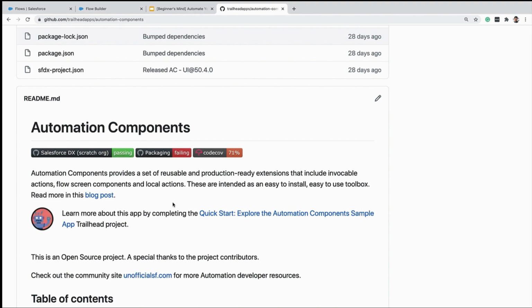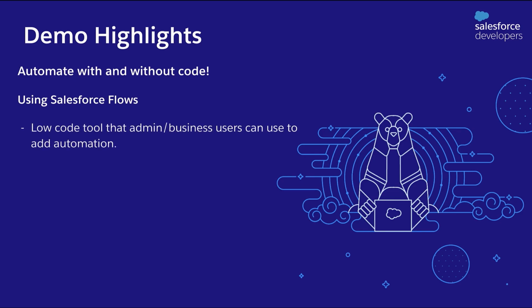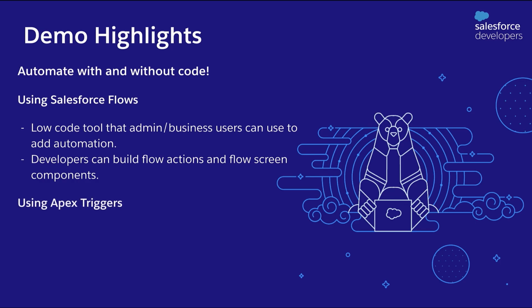Let's recap the demo highlights. You can automate your business process on Salesforce with and without code. Salesforce Flow is a low-code tool that your admins or business users can use to add automation. As a developer, you can build Apex invocable flow actions and Lightning Web Components that admins can use along with other logical components.